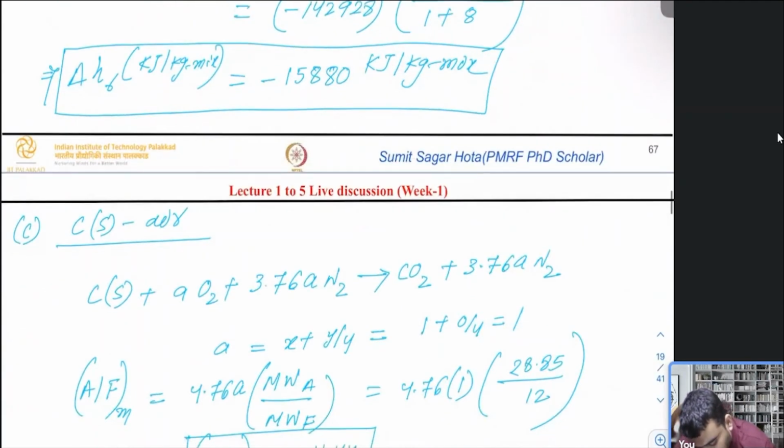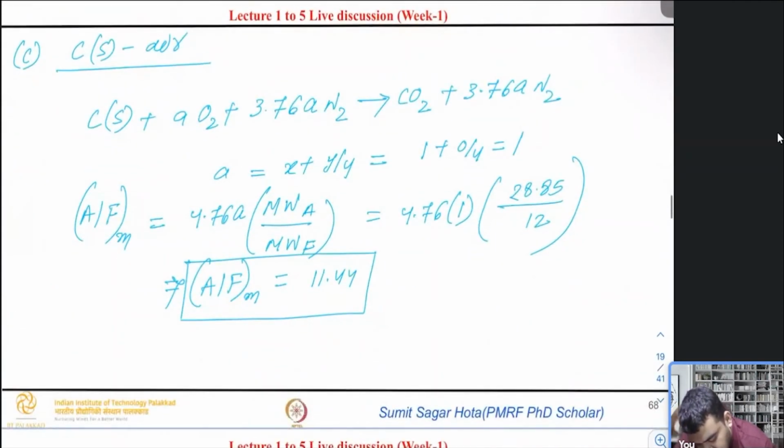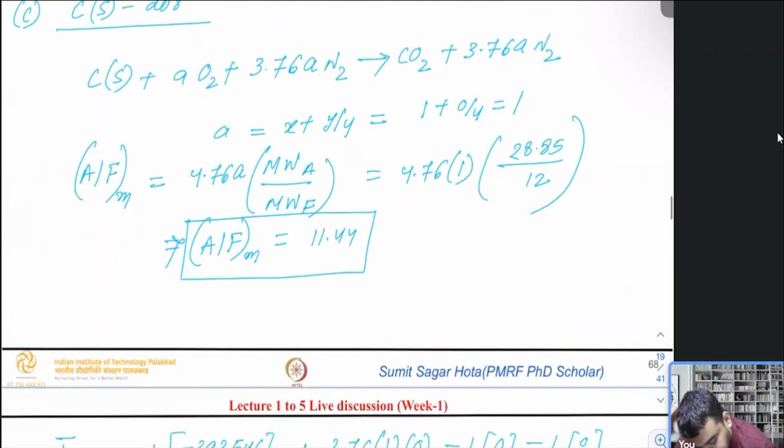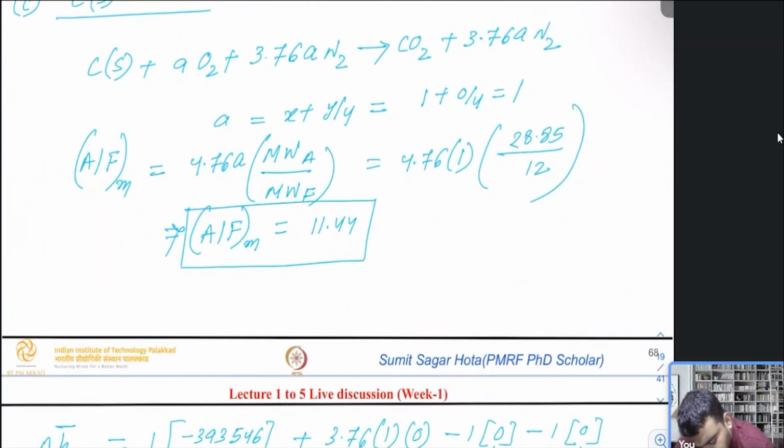Then one more reaction, the carbon and air reaction, that is C in solid state plus aO2 plus 3.76 aN2, which means carbon and air reaction gives rise to CO2 and N2. Here there is only carbon, there is no hydrogen, so a equals 1. So we substitute and find the value of air fuel ratio on mass basis, which comes out to be 11.44.